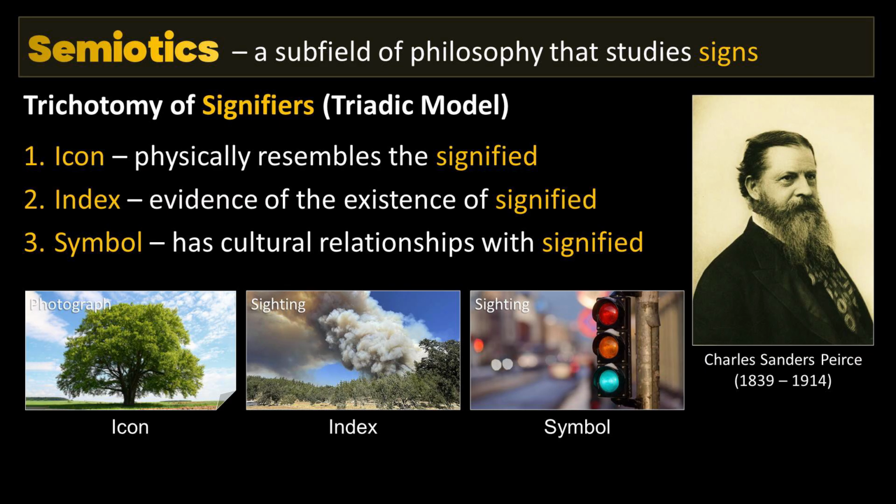Building on this, Charles Sanders Peirce proposed the triadic model, which further classifies signs into three types. Icon, a sign that physically resembles its object, for example, a photograph. Index, a sign that points to or indicates the existence of something, for example, smoke as evidence of fire. Symbol, a sign that has an arbitrary or culturally agreed relationship with its object, like most words in language. This model highlights the different ways signs can connect form and meaning.